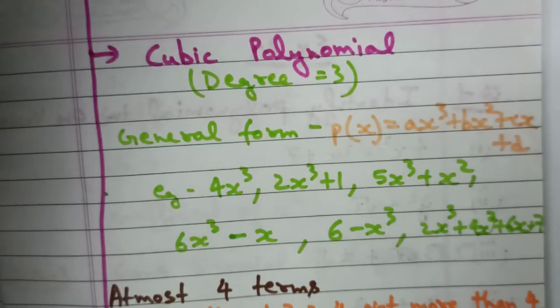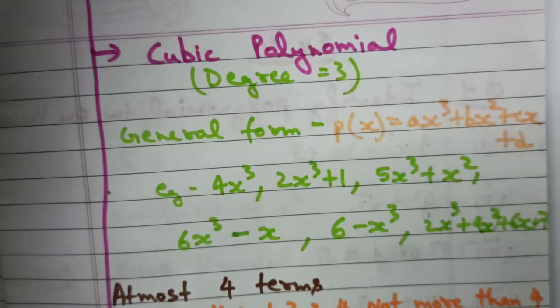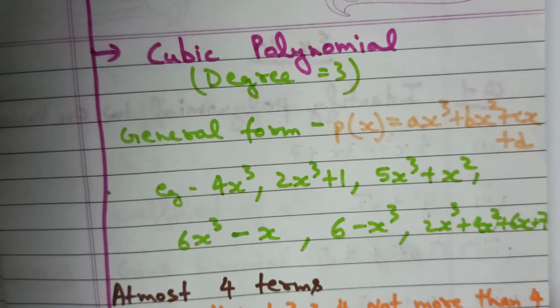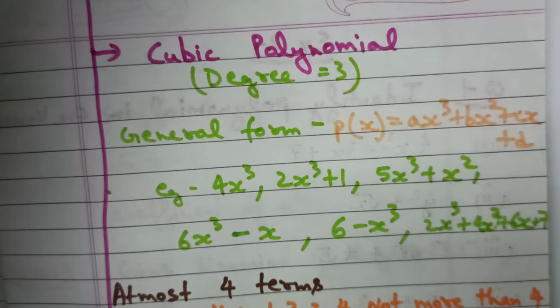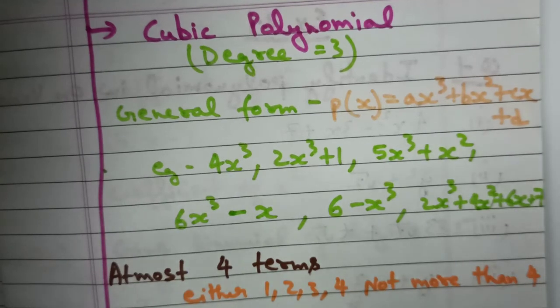Now the third is the cubic polynomial. A cubic polynomial is a polynomial whose degree is equal to 3. So the general form of the cubic polynomial is ax cube plus bx square plus cx plus d. So like that you can work out the general form of any polynomial. The general form of the linear polynomial was ax plus b, of the quadratic polynomial was ax square plus bx plus c, and of the cubic polynomial is ax cube plus bx square plus cx plus d.